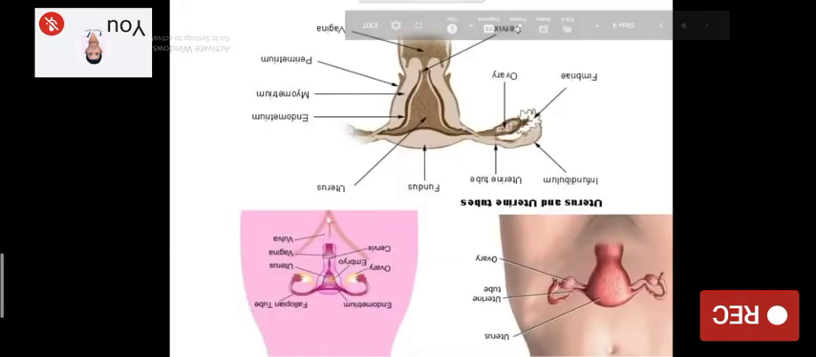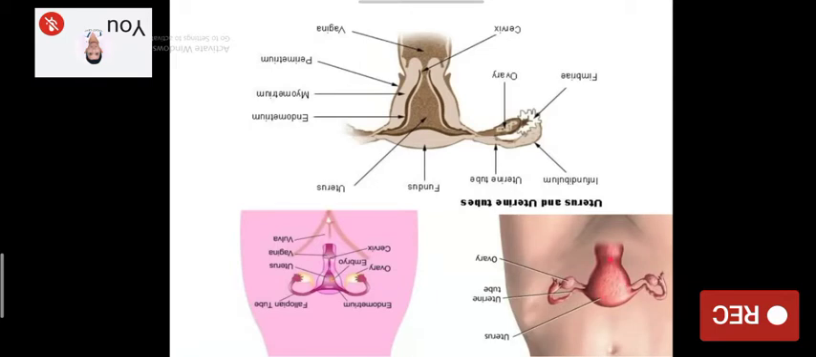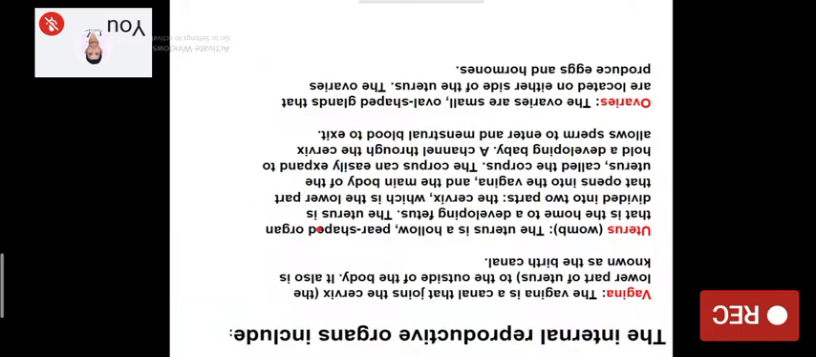So you can see this. This is the uterus, and it is connecting with the fallopian tubes to the ovary. And here is the cervix, and this is the vagina. These are the internal reproductive system. The vagina is a canal that joins the cervix, the lower part of the uterus, to the outside of the body. It is also known as the birth canal.